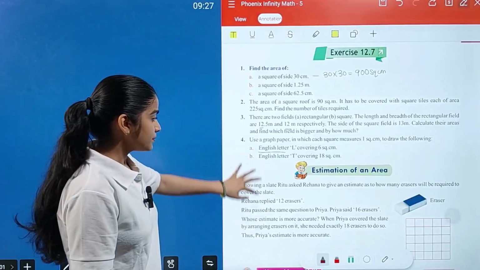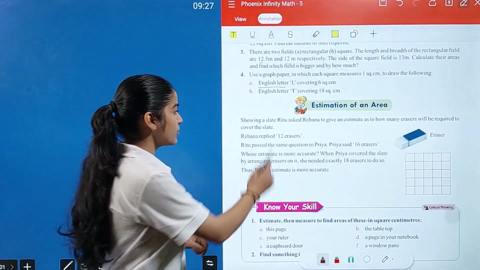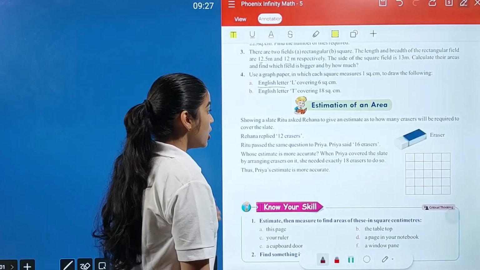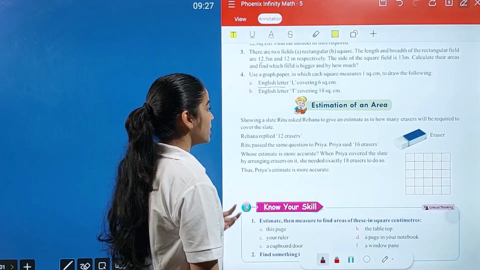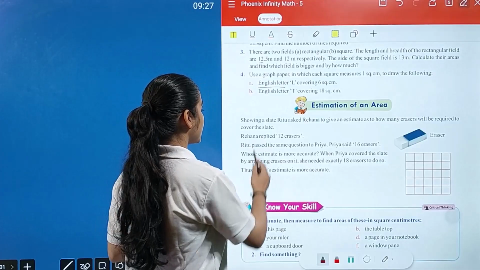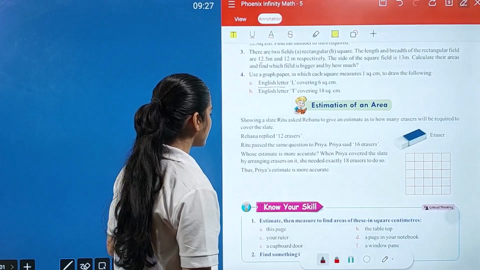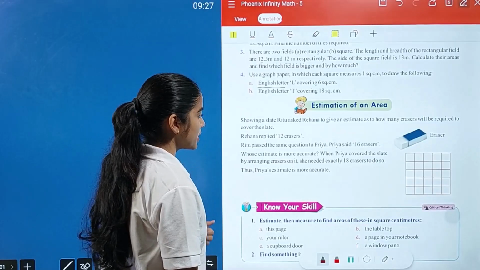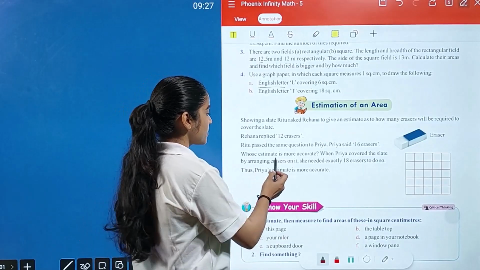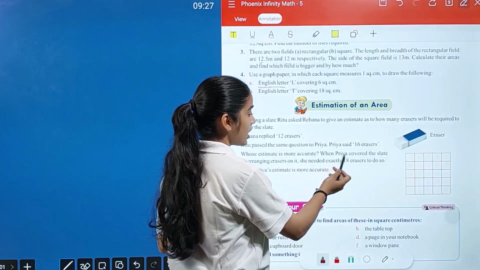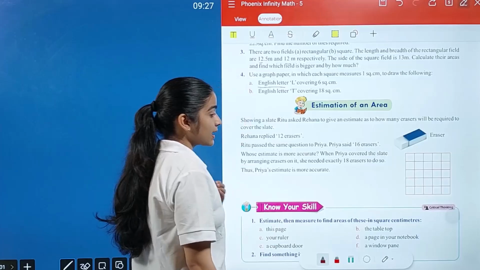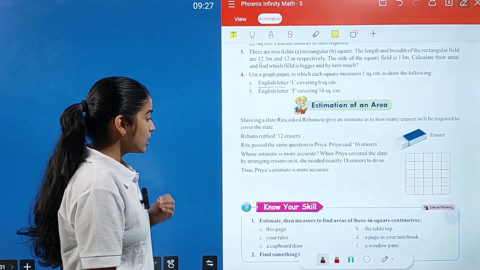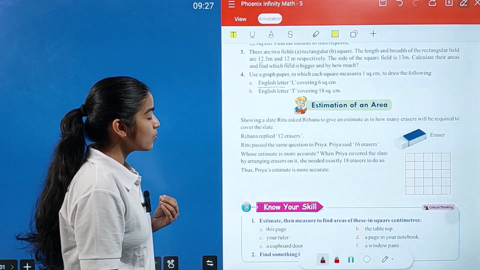Next we have our estimation of an area. Showing a slate, Ritu asked Rehana to give an estimate as to how many erasers will be required to cover the slate. Rehana replied 12 erasers. Ritu passed the same question to Priya. Priya said 16 erasers. Whose estimate is more accurate? When Priya covered the slate by arranging erasers on it, she needed exactly 18 erasers. So Priya's estimate is more accurate.